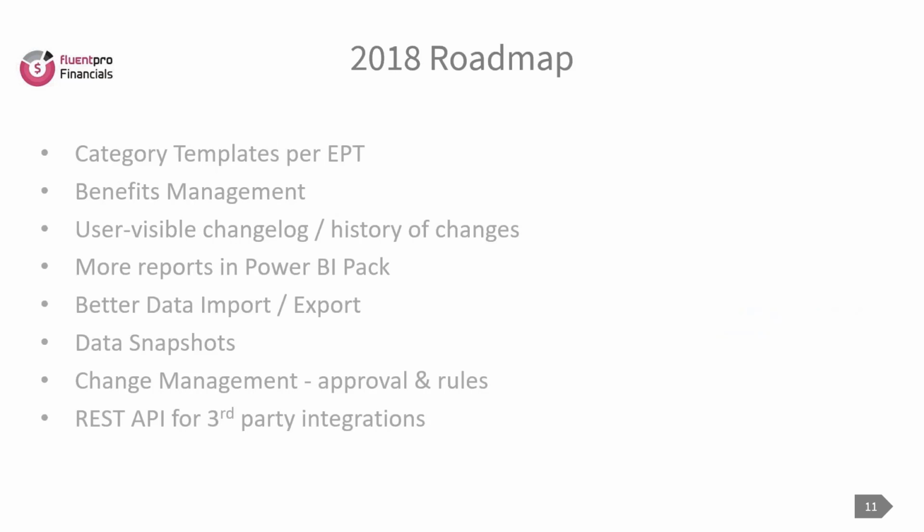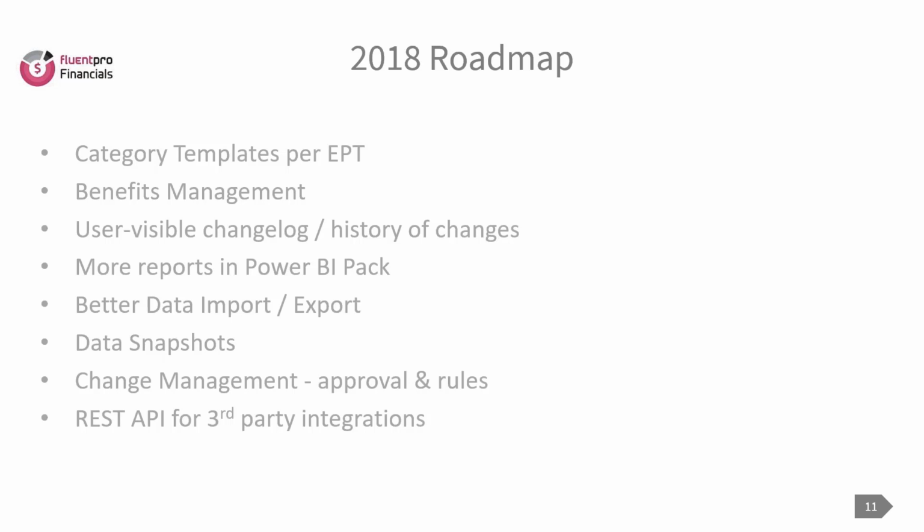For the roadmap, as I mentioned, we have category templates per enterprise project type. We're implementing benefit management. We're working on it. It means that you can create not just budgets, but also benefits. You can create a similar grid, but for tracking the benefits. We'll have more control over the change log and history of changes.